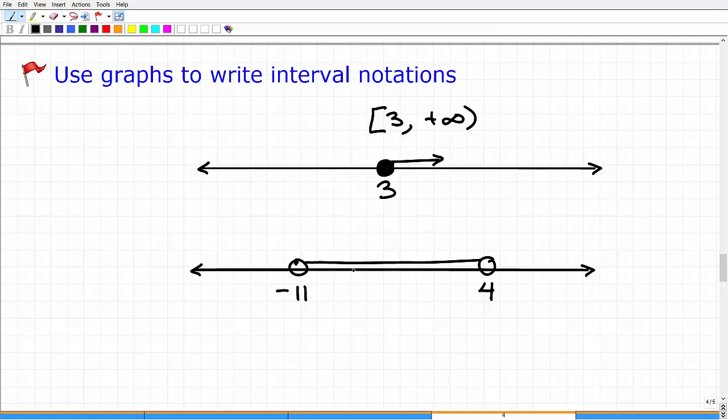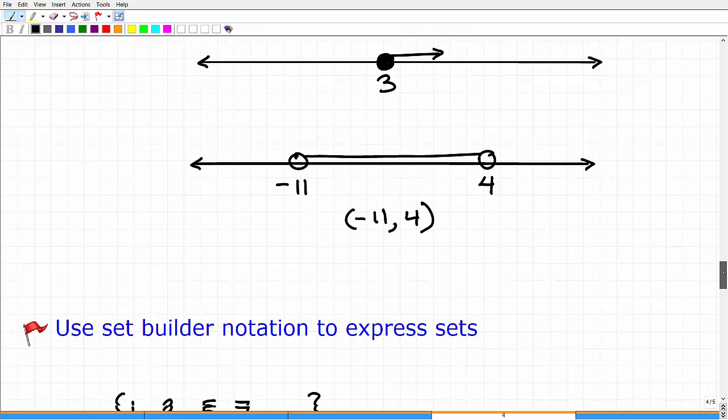All right, so the next one: what is this saying? These are all the numbers that are greater than -11, but not including -11, all the way up to 4, but not including 4. So this is going to be parenthesis -11, comma, 4, parenthesis. All right, let's go ahead and move on. Like I said, not difficult.